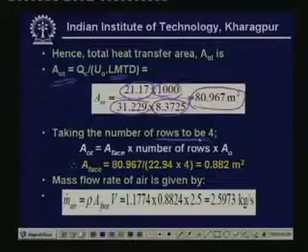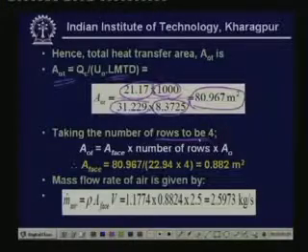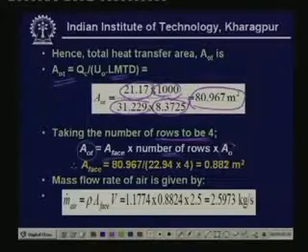Since this is not a very large capacity system, it is a 5-ton capacity system, let us take the number of rows to be 4. So I am assuming the number of rows to be 4. Once you assume that, total area is nothing but A face area into number of rows into A naught.